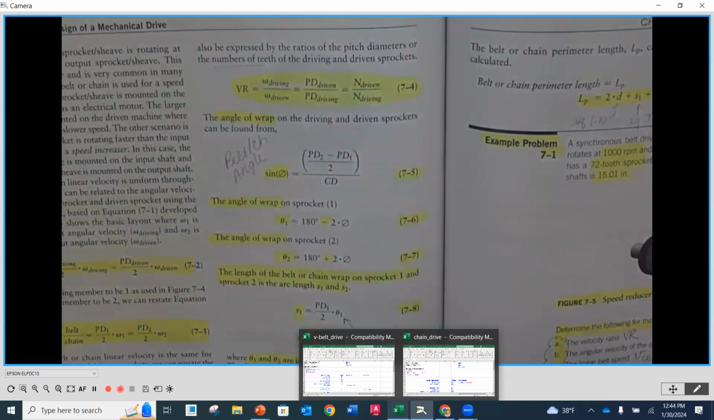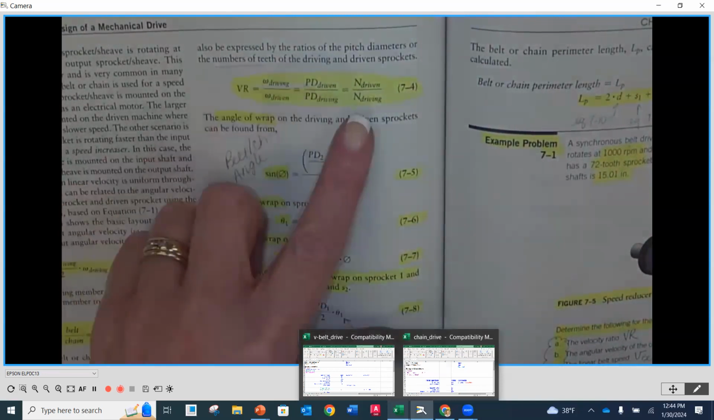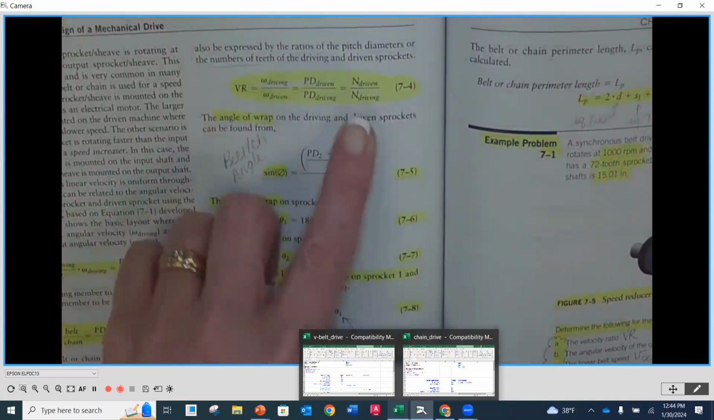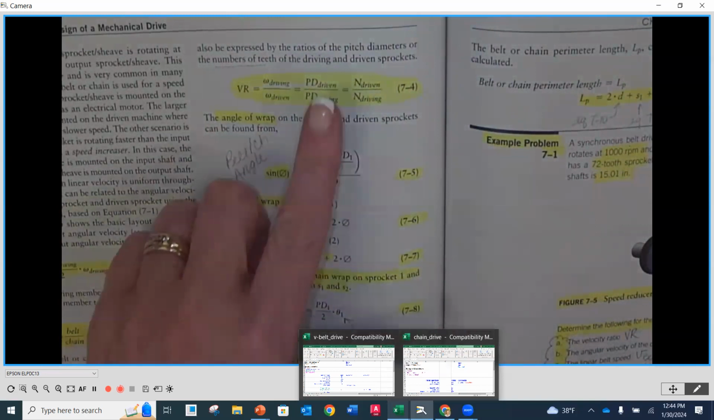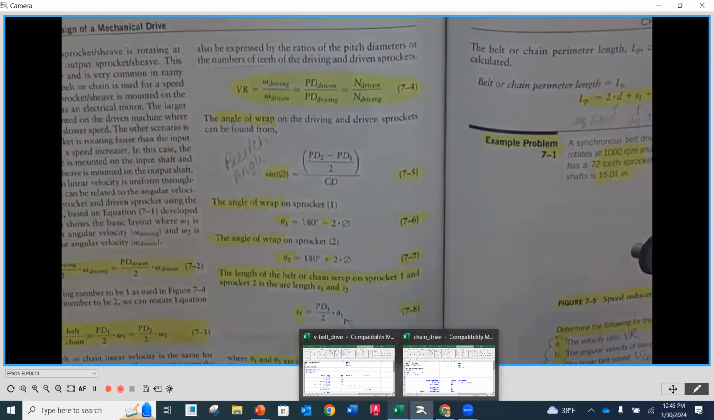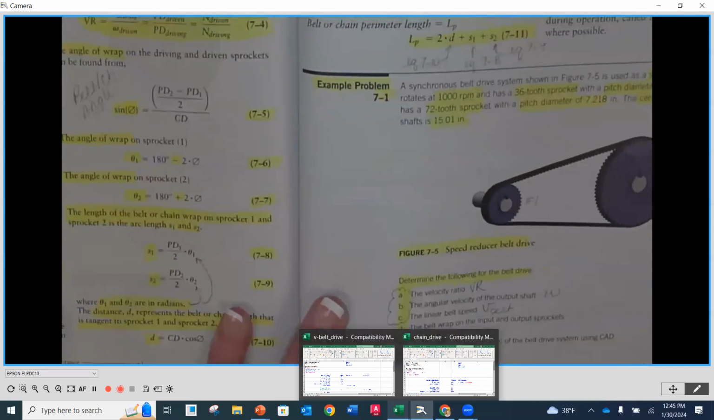What is capital N? You look directly above, that's number of teeth, right? Now, we do have the teeth. Can we use that one? Yeah. What about the pitch diameters? Could we use that one? Either one, yes. So the one that we can't use, as BJ pointed out, is going to be the rotational speed here, okay? So now we look at our data and we decide which one we want to use.